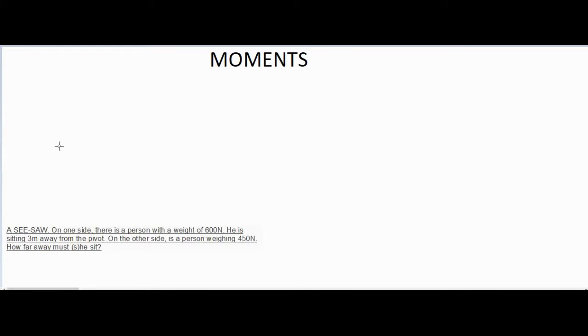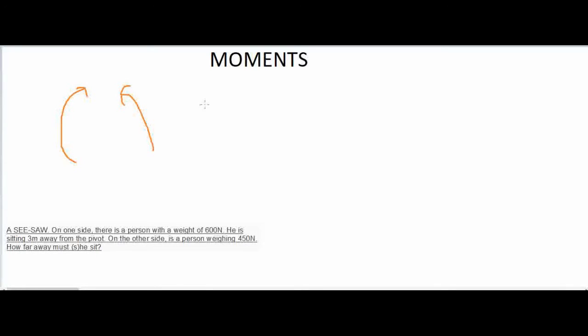Okay, hello everyone. Today we'll be doing one of the most basic things in physics, known as moments, or the moment of a force. Now let's define the moment first. A moment of a force is described as the turning effect of the force, and so it can happen in two different directions, either clockwise or anti-clockwise.